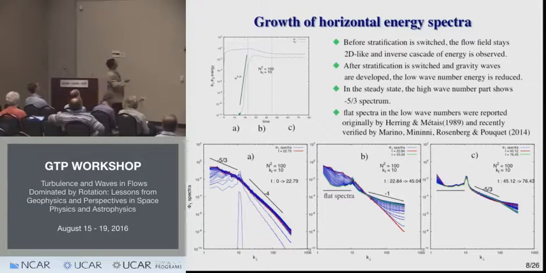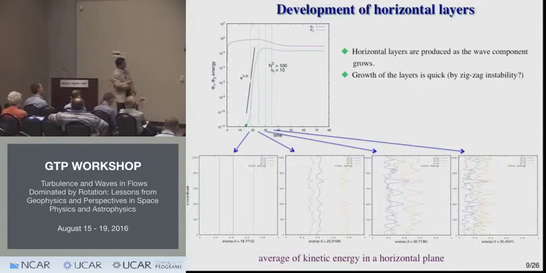It's about how the spectra develop according to the change of phi1 energy and phi2. If we look at the development of horizontal layers, again using the same energy growth, this time there's actually no change. It's just 2D. This is the average of kinetic energy in a horizontal plane, and this is the Z coordinate. There's no big difference, no change at all.